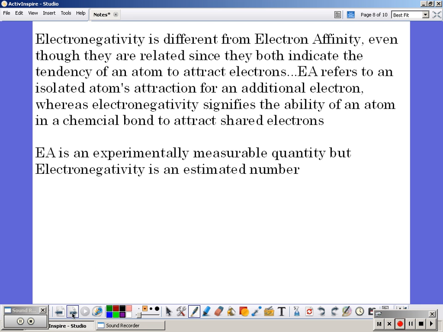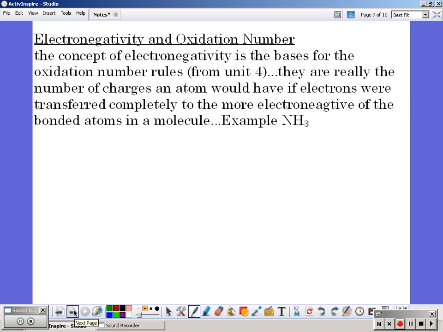Electronegativity also helps us understand oxidation numbers. Now we talked about oxidation numbers back in Unit 4. So if we think about NH3, we said hydrogen next to a nonmetal has an oxidation number of +1. That would give us a total of +3, so that means our nitrogen would have a -3.